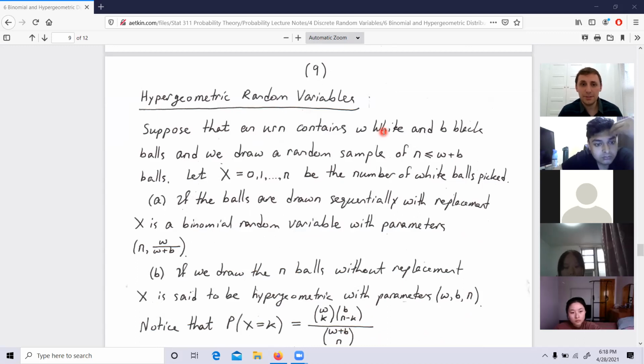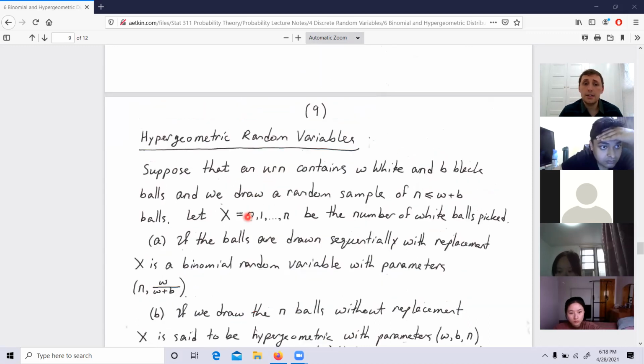Hypergeometric random variables. Suppose that an urn contains W white and B black balls, and we draw a random sample where the number of the sample, N, is less than the total number of balls. And X, either 0 or 1 or all the way to N, is the number of white balls that we picked.